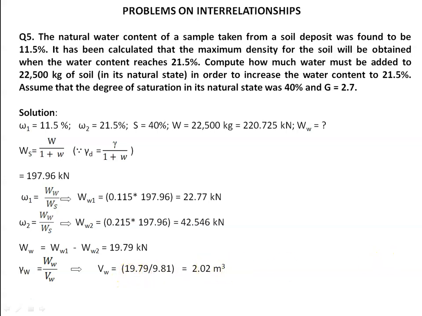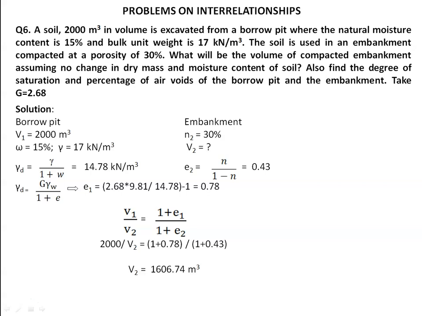The next problem is, a soil 2000 meter cube in volume is excavated from a borrow pit where the natural moisture content is 15% and bulk unit weight is 17 kilonewton per meter cube.